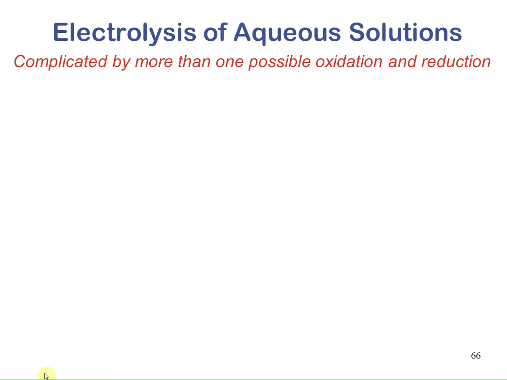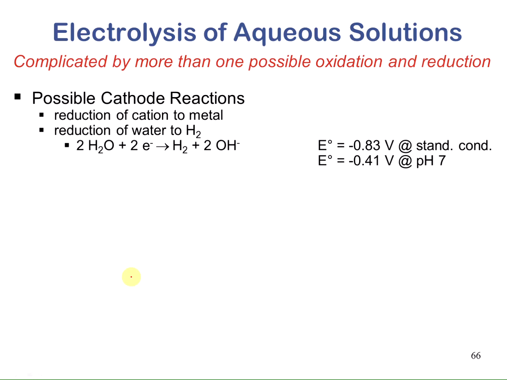So let's look at electrolysis of aqueous solutions. This is complicated by more than one possible oxidation and reduction. At the cathode, you can reduce the cation to metal. So maybe you've got some kind of metal 2+, and you can reduce it to the metal solid. You also have the reduction of water to hydrogen. That's a possible reaction. Here water is being reduced, so water gets reduced to hydrogen gas and 2 hydroxides. The reduction potential of that reaction is minus 0.83 volts at standard conditions.